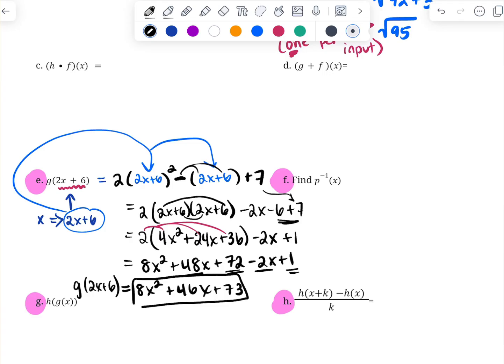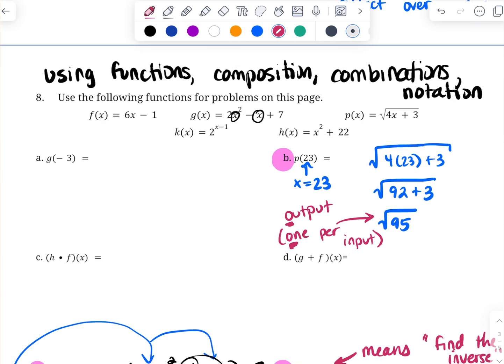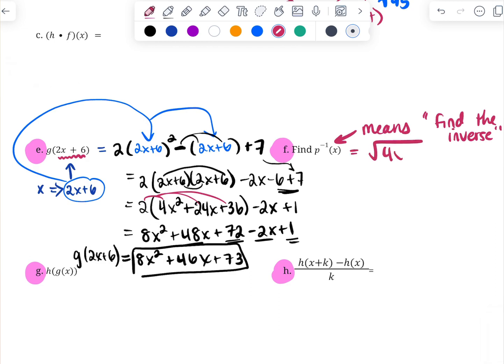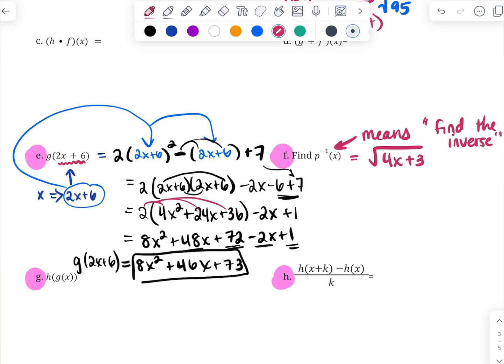Okay, so then as a reminder, this notation right here means find the inverse of whatever function we're talking about. And in this case, we're talking about p, and p is this guy over here, so that's our square root of 4x plus 3. Sorry, find that of that function. So the first thing you do is you're going to set it equal to x and make it the square root of 4y plus 3. I'm going to switch the letter x to the letter y, and then I'm going to solve for y.